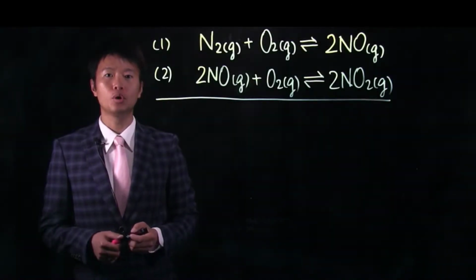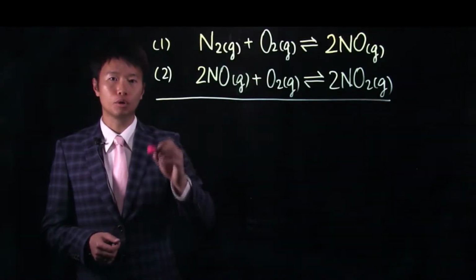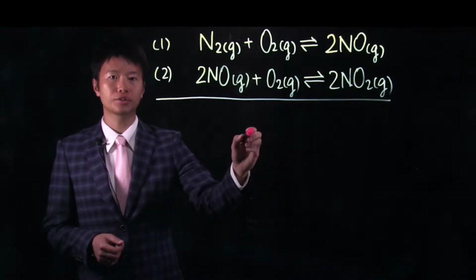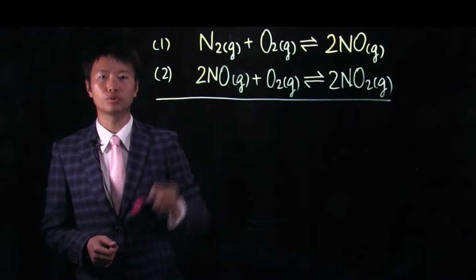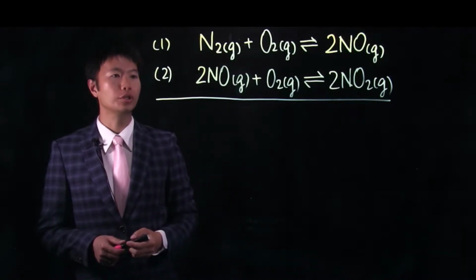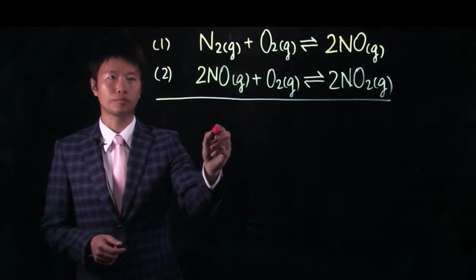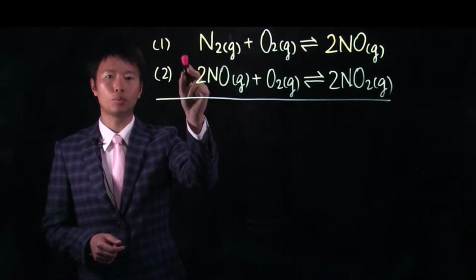In this sample question, we're asked to show that the reaction quotient for the overall reaction will be the same as the product of the reaction quotients of the individual steps. So first, we need to write down the overall chemical reaction. We have two reaction steps, 1 and 2.